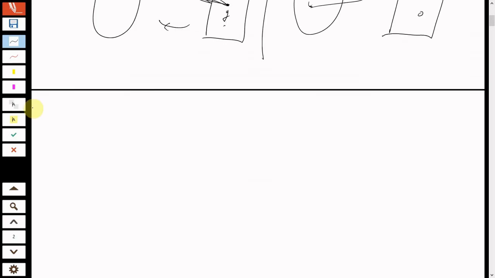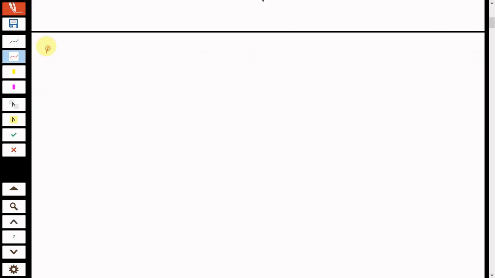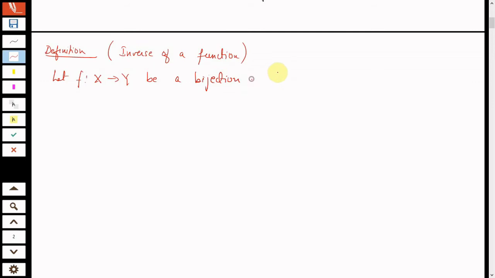So let's formally define the inverse of a function. First of all, we need a function which is a bijection. So let f from X to Y be a bijection, and the inverse of f is a map.